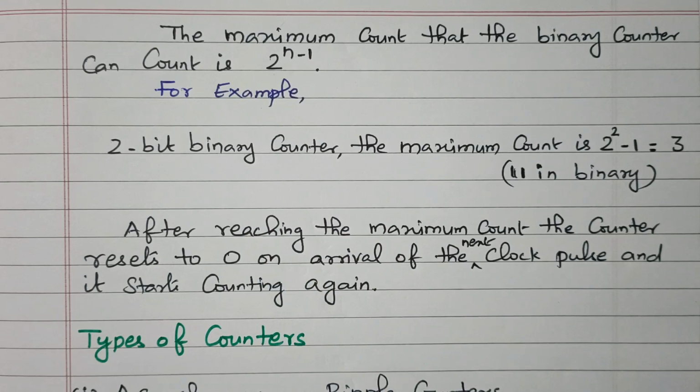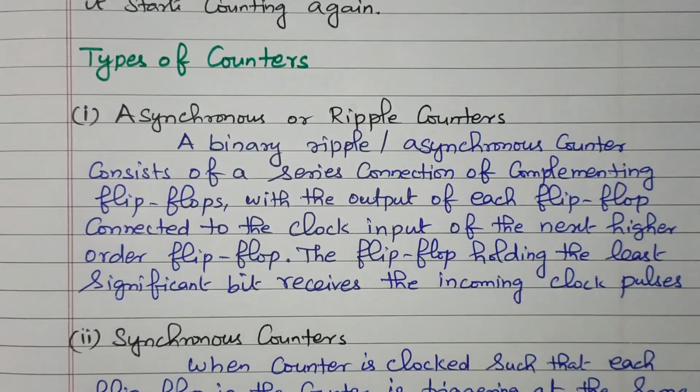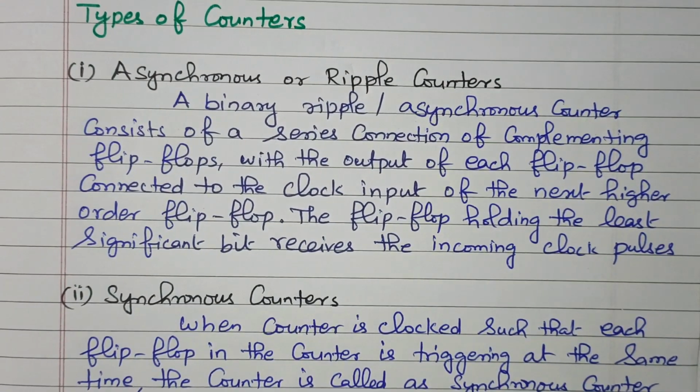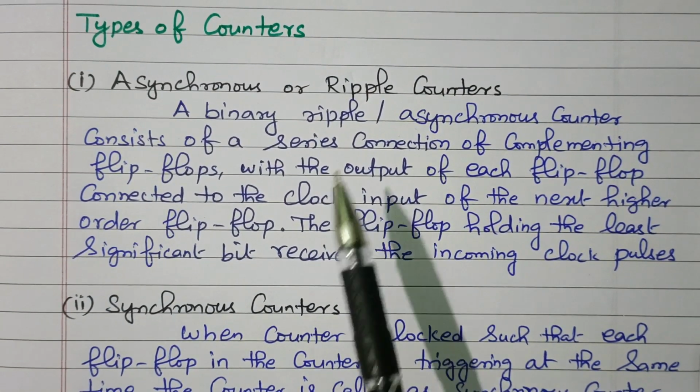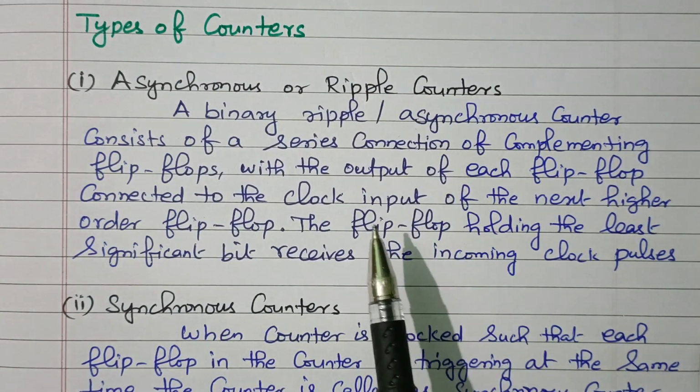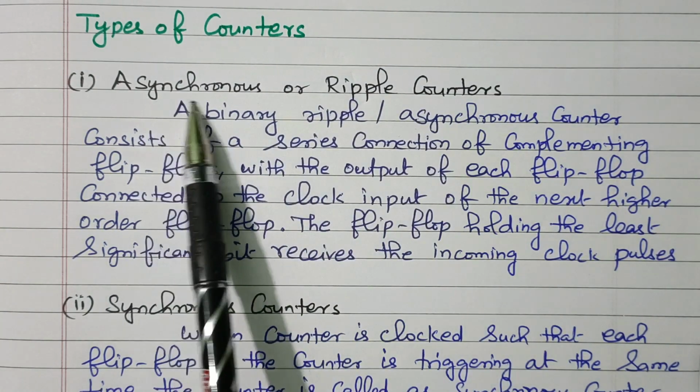Now we'll see the types of counter. There are 2 types of counters available: asynchronous counter and synchronous counter. Asynchronous counter is also called a ripple counter. What is an asynchronous counter? The name itself says asynchronous.